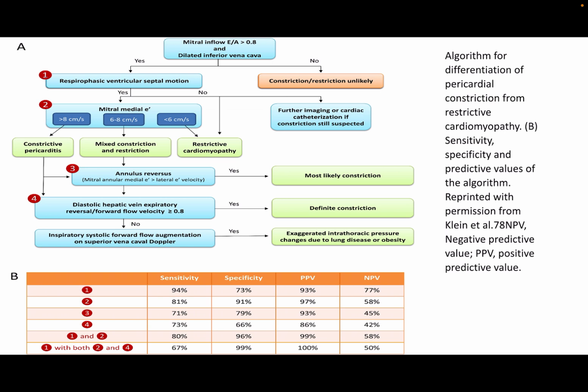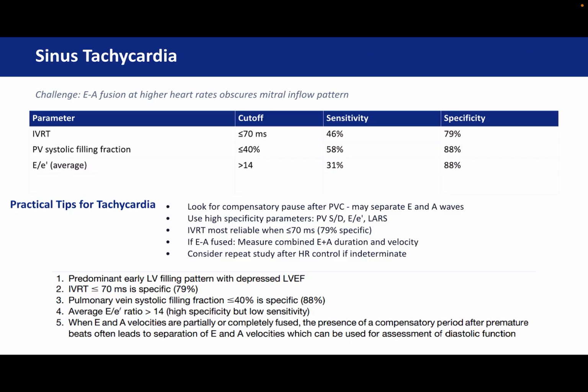Key distinguishing feature: tissue Doppler E prime velocity. In constriction, E prime is preserved, the myocardium relaxes normally. The problem is external compression. In restriction, E prime is reduced, intrinsic myocardial disease. The single best echo discriminator is E prime velocity. E to E prime greater than 15 with reduced E prime points strongly to restriction. E to E prime less than 15 with preserved E prime, myocardium that relaxes normally against a rigid pericardium, points strongly to constriction.